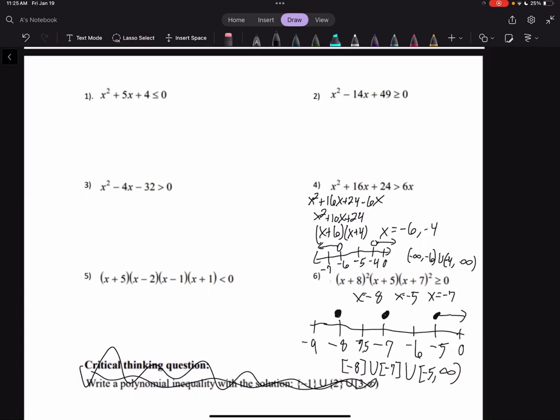So you have to choose from 1, 2, 3, and 5. It does not matter to me which ones you do. The only thing I do want you to do, one of them needs to be an or equal to, one of them needs to be a strictly greater than or less than.